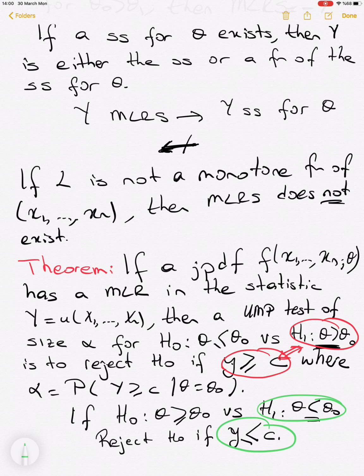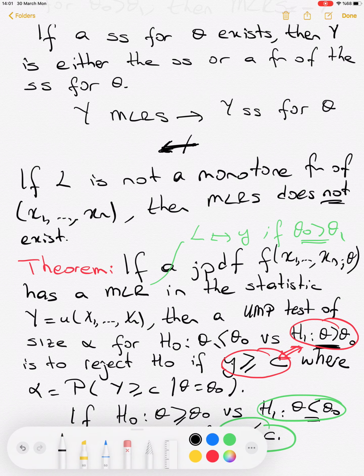In the definition or derivation of the monotone likelihood ratio statistic, we are using the case that L is a decreasing or increasing function of y, under the condition that theta 0 is greater than theta 1. This is always the case, whatever the alternative hypothesis is. Okay, so this is important, so you have to be careful about the derivations.